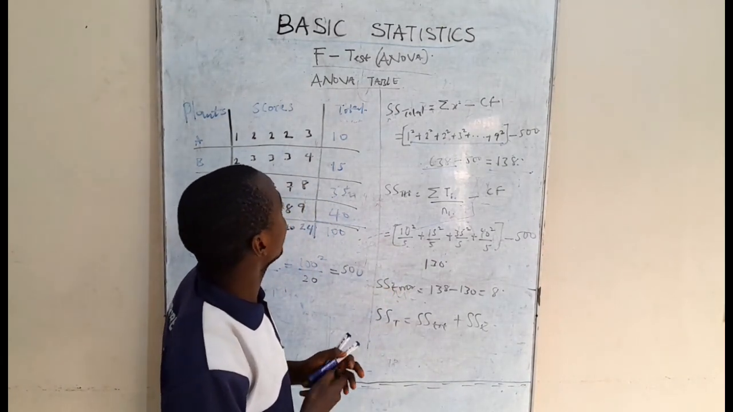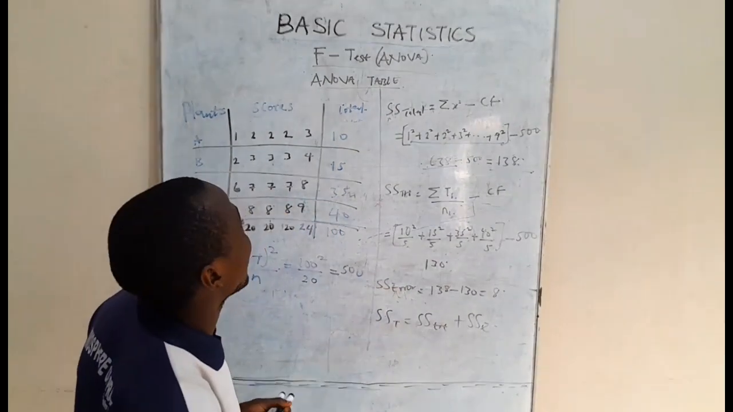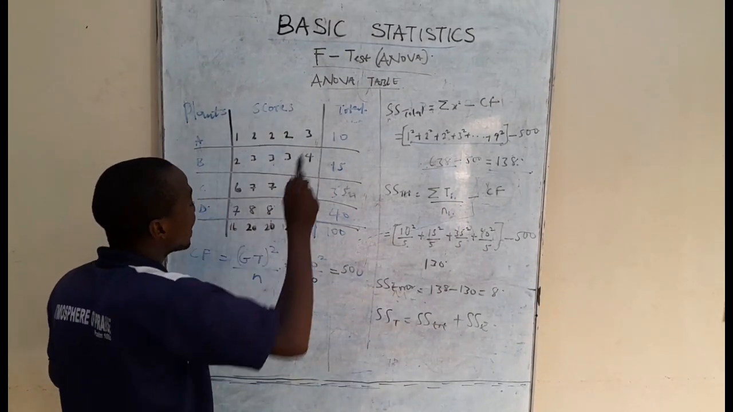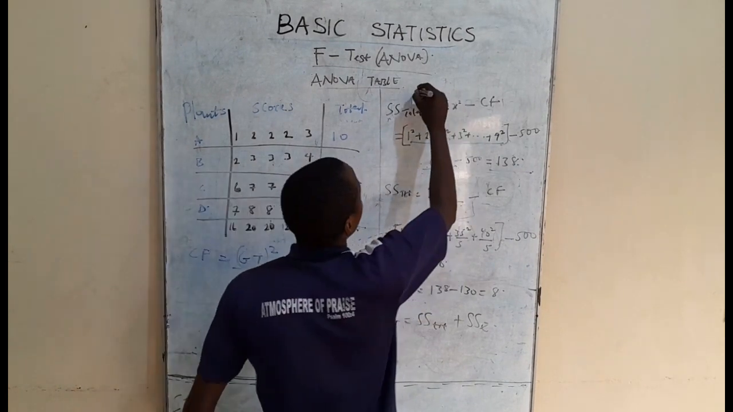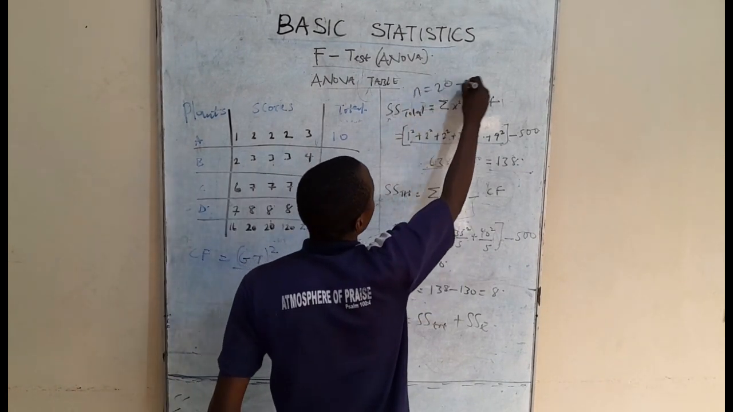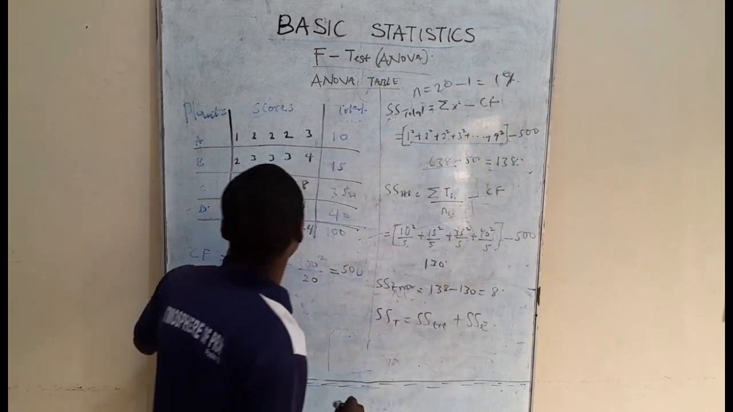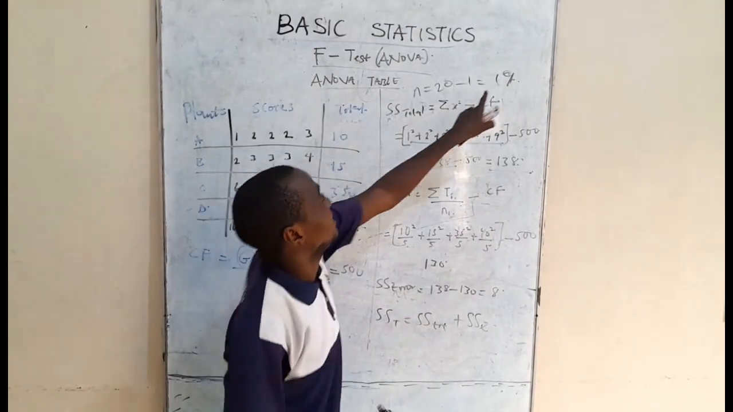To get the degree of freedom for total, that is total observation minus 1. And don't forget that the total observation n is equal to 20. So 20 minus 1, we are going to have 19. So the degree of freedom for total is 19.